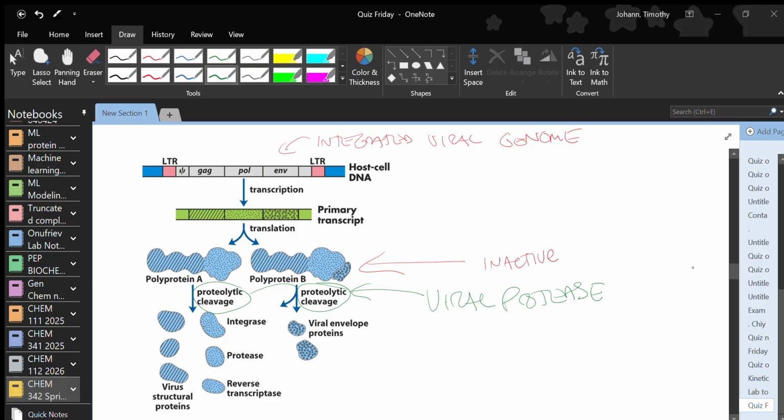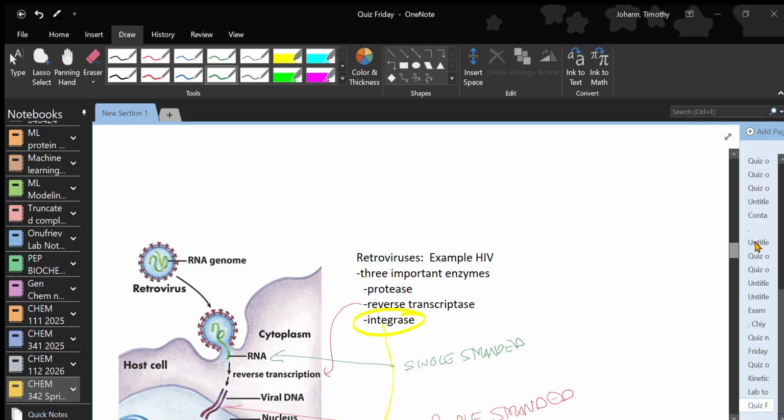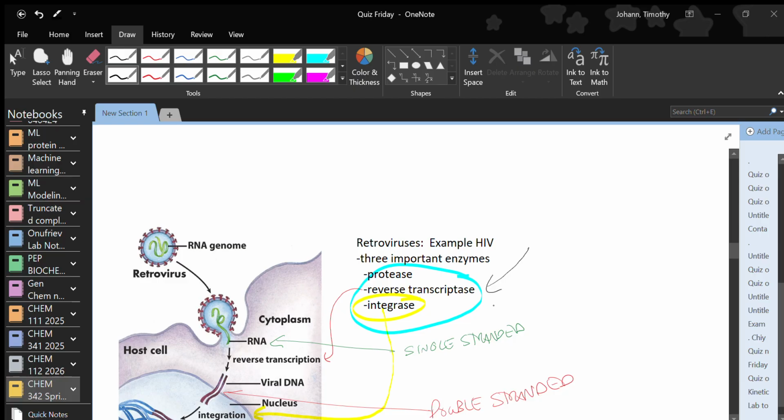Questions? And so what this means is, if we come back up here, these are drug targets because they are unique to the virus and they're in the virus. Let's say good drug targets.